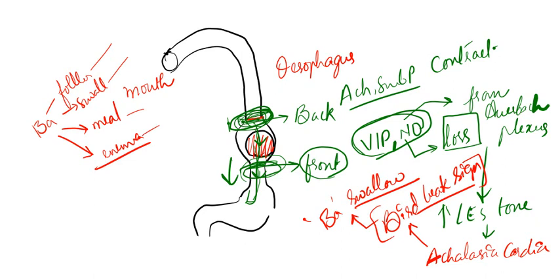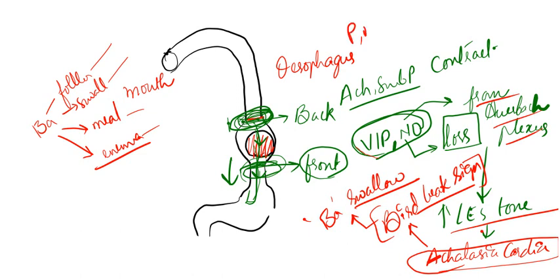So VIP and NO are lost from where? Auerbach's plexus. Loss of VIP and NO leads to increased lower esophageal sphincter tone, which in turn is called achalasia cardia. So this is the mechanism behind achalasia cardia. If you know the physiology, you know pathology, you know medicine, you know everything. Ultimately you can deduce pharmacology also. Okay, so that is the mechanism behind it.